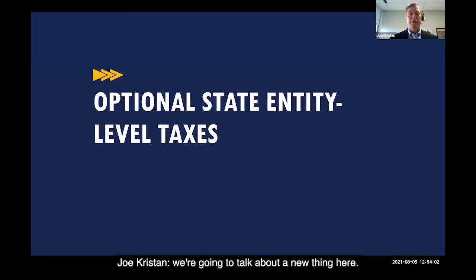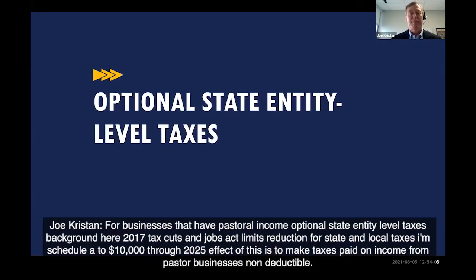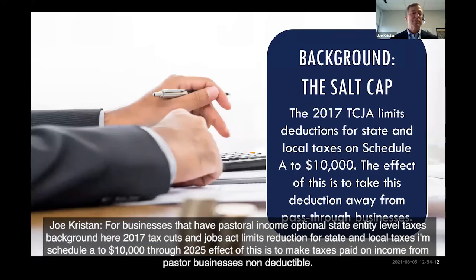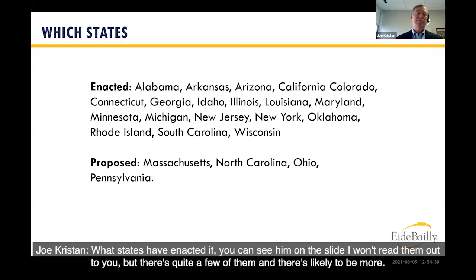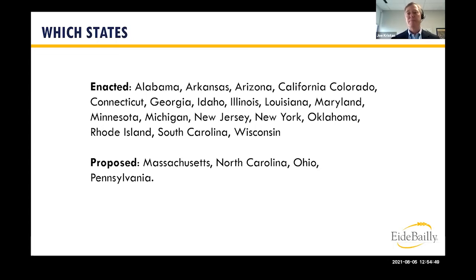We're going to talk about a new thing here for businesses that have pass-through income, optional state entity level taxes. Background here, the 2017 Tax Cuts and Jobs Act limits the deduction for state and local taxes on Schedule A to $10,000 through 2025. The effect of this is to make taxes paid on income from pass-through businesses non-deductible. A number of states have enacted optional entity level taxes that come with the shareholder credit for entity level taxes paid as a way to avoid the SALT cap. What states have enacted it? You can see them on the slide. I won't read them out to you, but there's quite a few of them, and there's likely to be more.